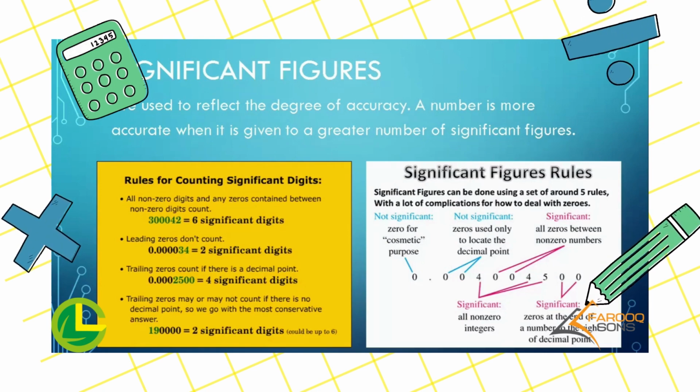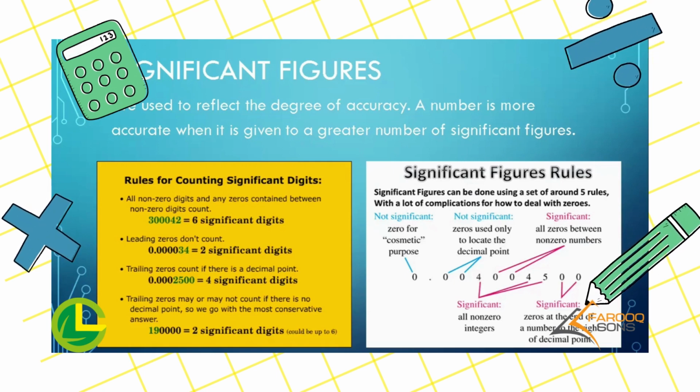In the yellow box, the first rule says all non-zero digits and any zeros contained between non-zero digits count. For example, 3000442 has 7 significant digits. Then the second rule says leading zeros don't count, which means 0.000034 has 2 significant figures because the zeros before 3 and 4 are not significant.